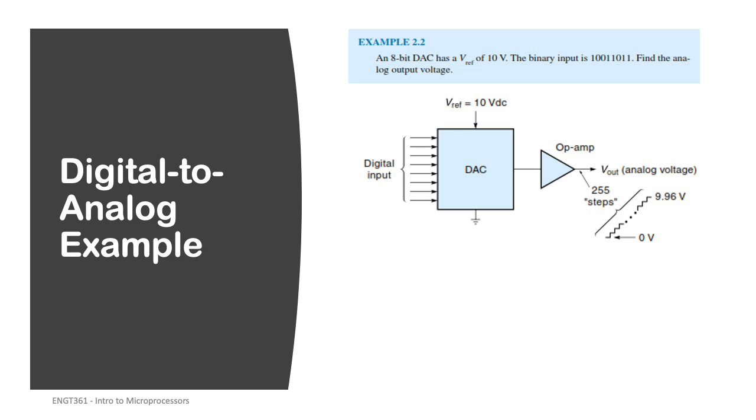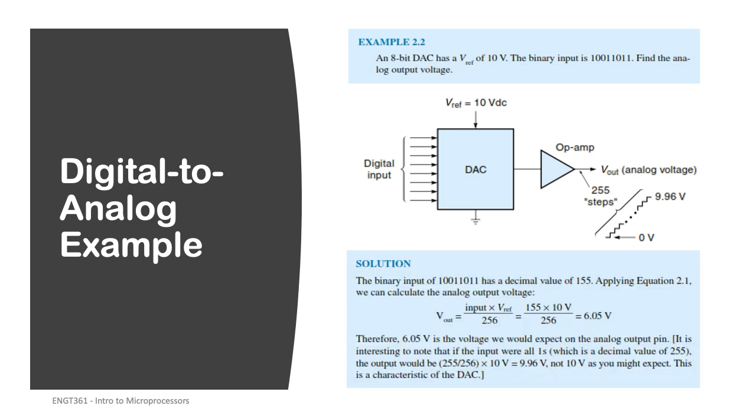This example has an 8-bit DAC with a reference voltage of 10 volts. If the binary input is 10011011, what is the analog output? First, convert the binary input to decimal, then prorate the reference voltage using our equation determined earlier. Pause this presentation and go through this example to check you have understood the concept.